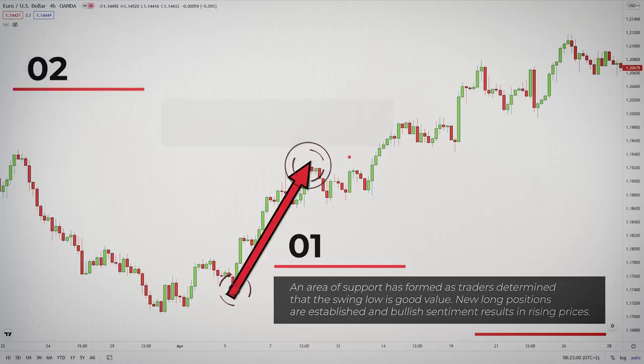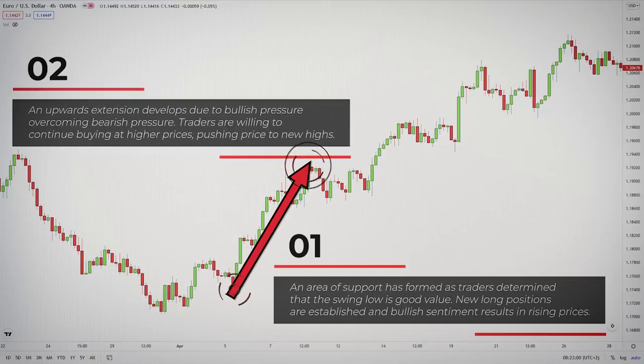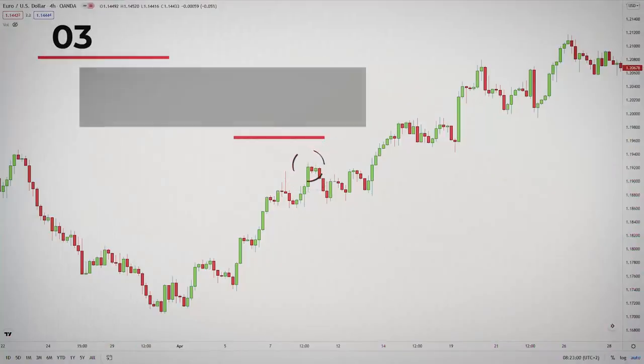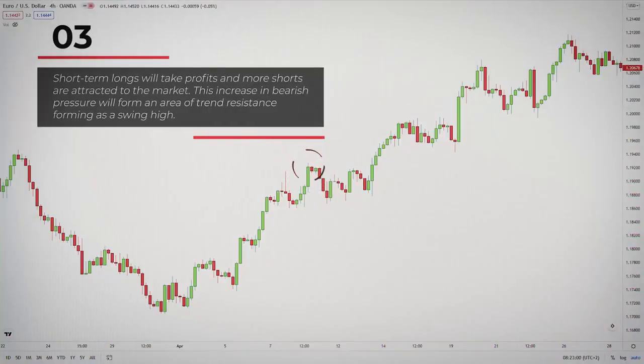An upward extension develops due to bullish pressure overcoming bearish pressure. Traders are willing to continue buying at higher prices, pushing price to new highs. At some point, short-term longs will take profits and more shorts are attracted to the market. This increase in bearish pressure will form an area of trend resistance, forming a swing high.